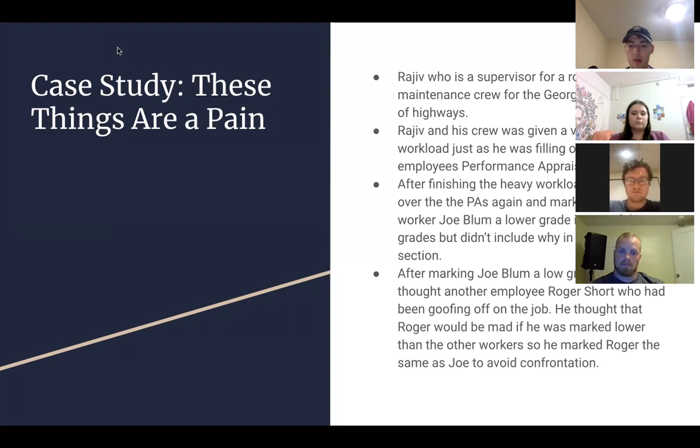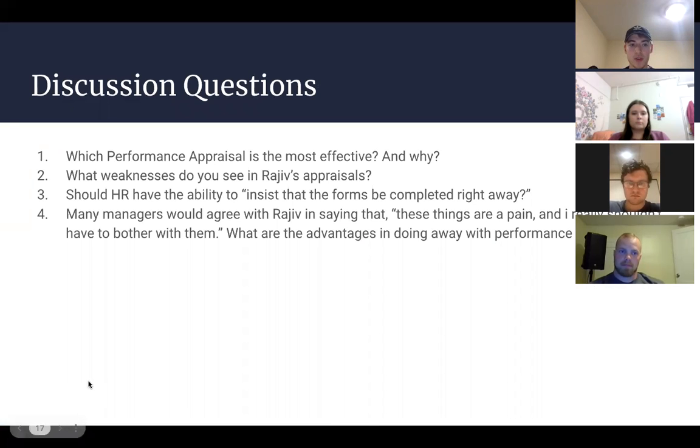So he gave Roger the same grade as Joe so that they would be on equal terms, just to avoid confrontation in the workplace, because Rajiv was afraid that Roger would be definitely upset with his performance appraisal. Then for our discussion questions, number one, which performance appraisal is the most efficient and why? And then for the case study questions, what weaknesses do you see in Rajiv's appraisals?